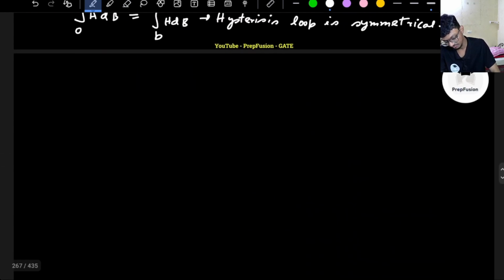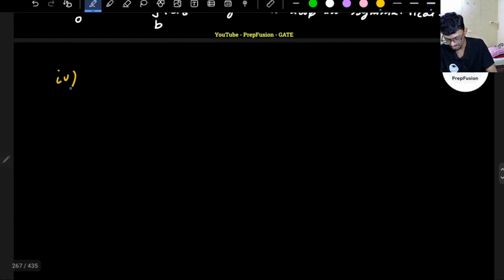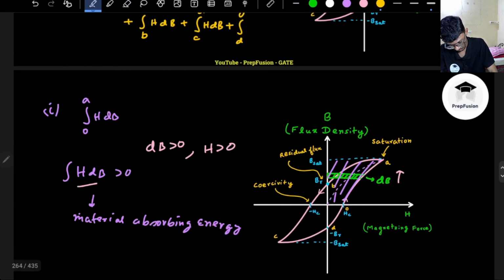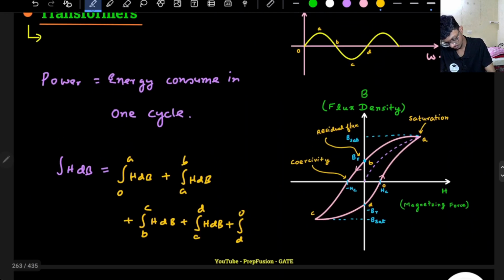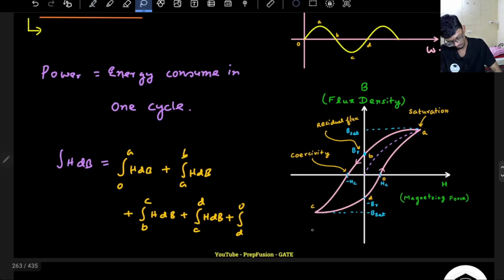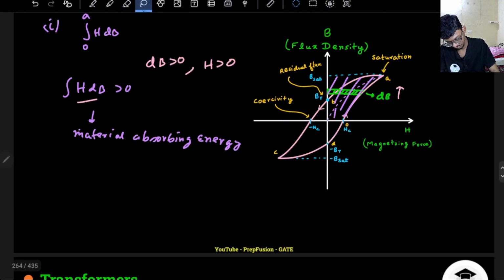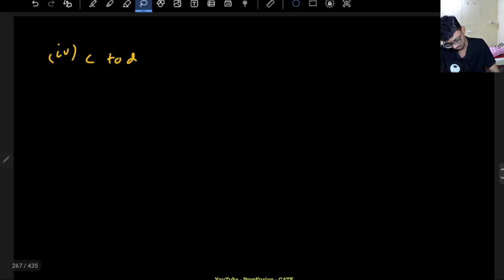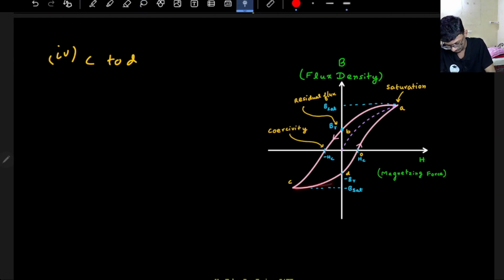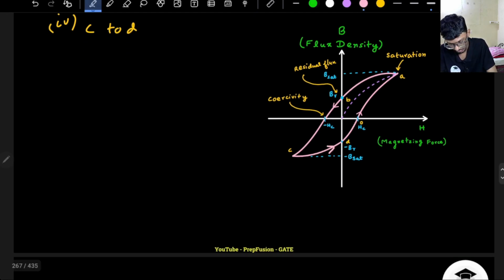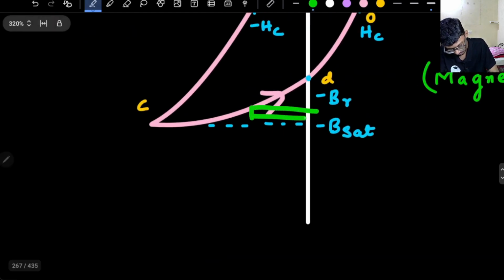Now let's come to the fourth one. Fourth one, I'm going from C to D. So if I'm going from C to D, that means what? That means I'm going from here to here, right? So if I'm moving from here to here, that basically means I have to choose a rectangular strip here. Okay, and this will be my desired area.